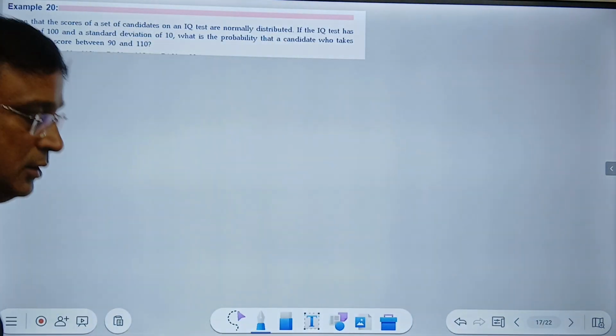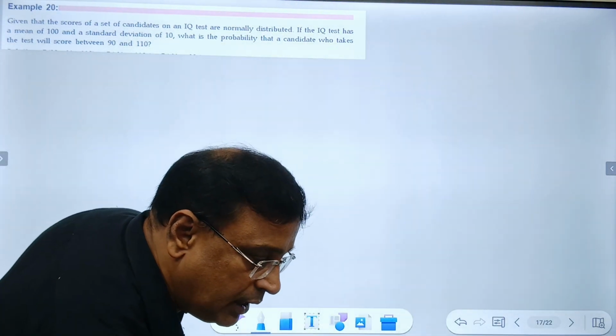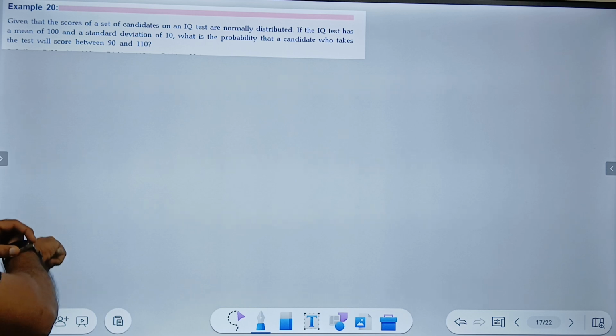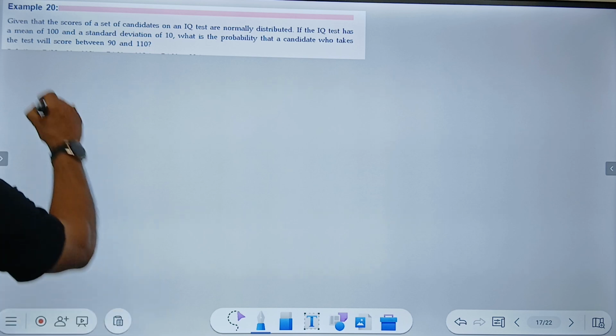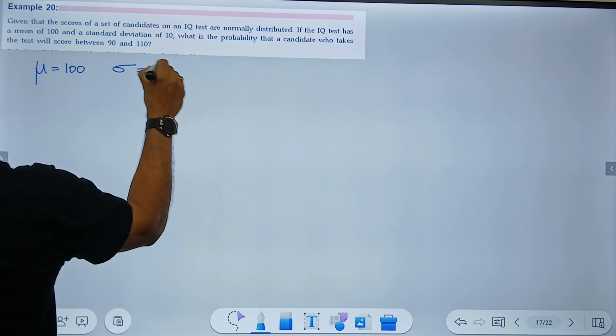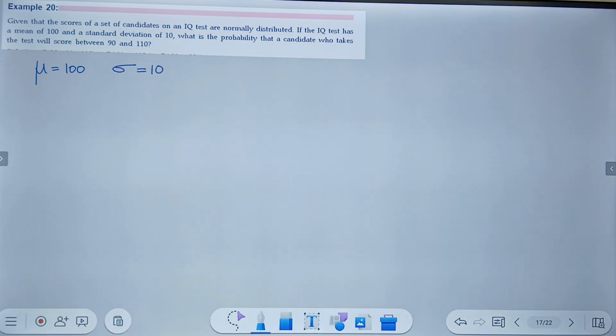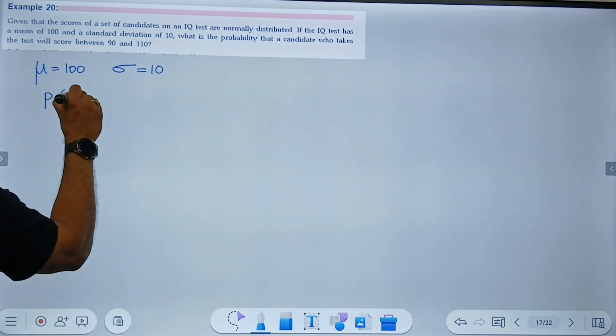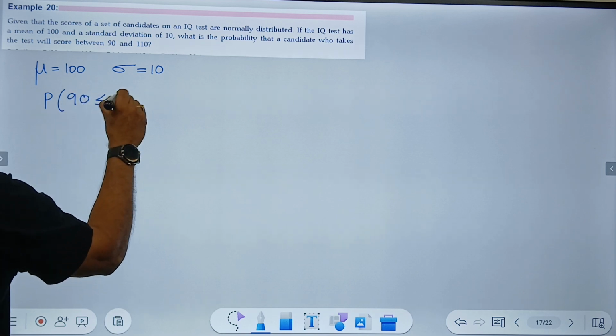Okay. This is the last problem. With that I will stop. Okay, with the example. Given that the scores of a set of candidates on an IQ test are normally distributed, if the IQ test has a mean of 100 and the standard deviation is 10, what is the probability that the candidate taking the test will score between 90 and 110? So I want to know what is the probability of getting a score between 90 and 110.